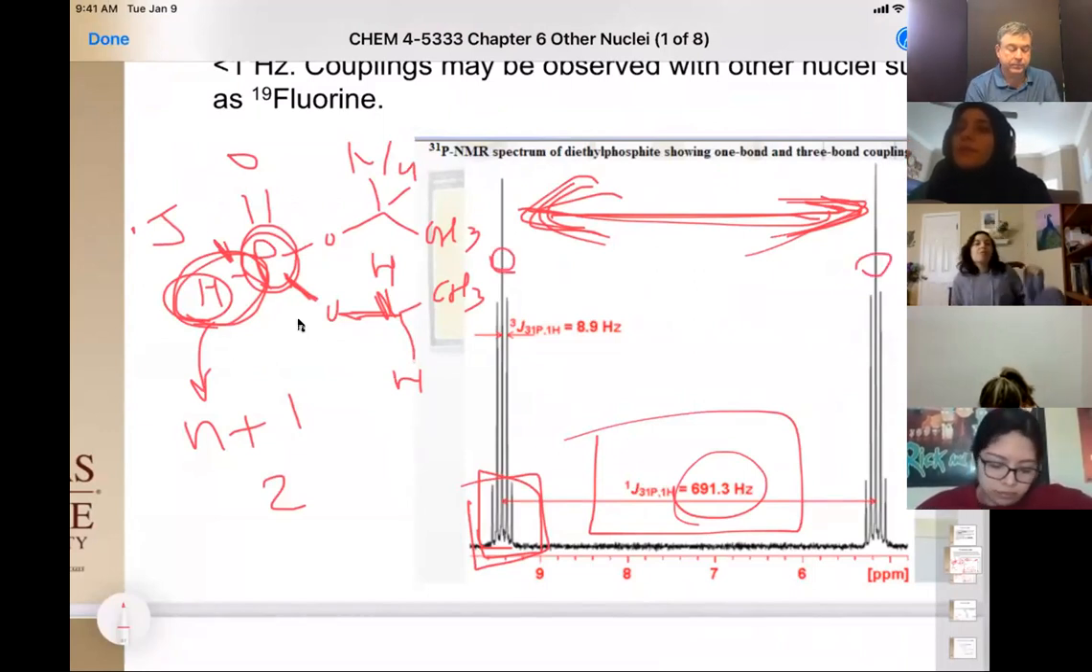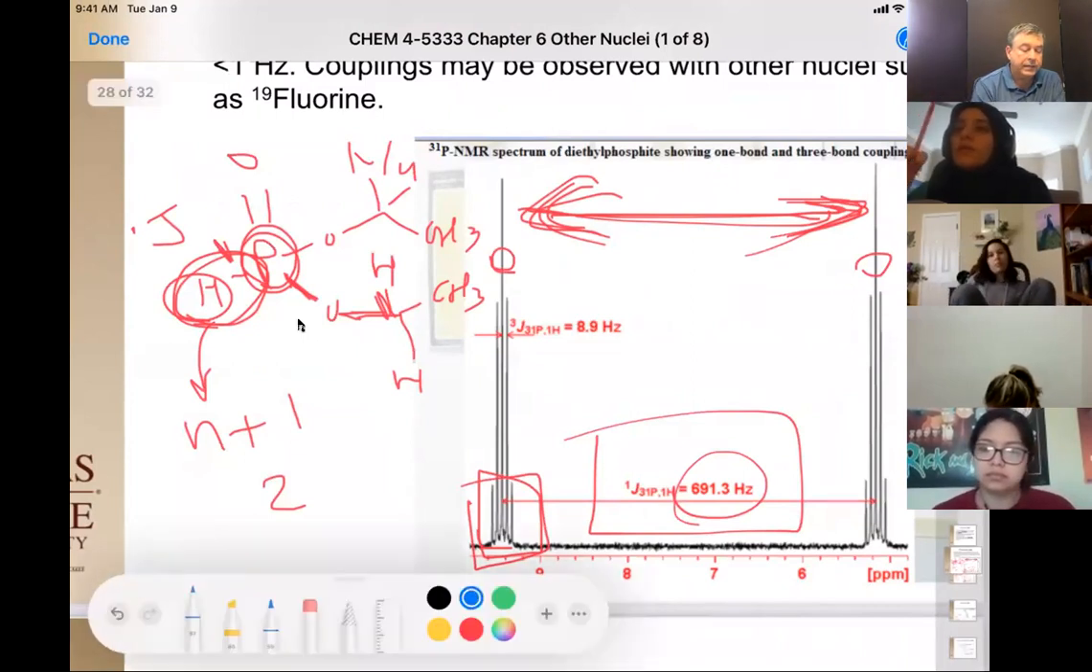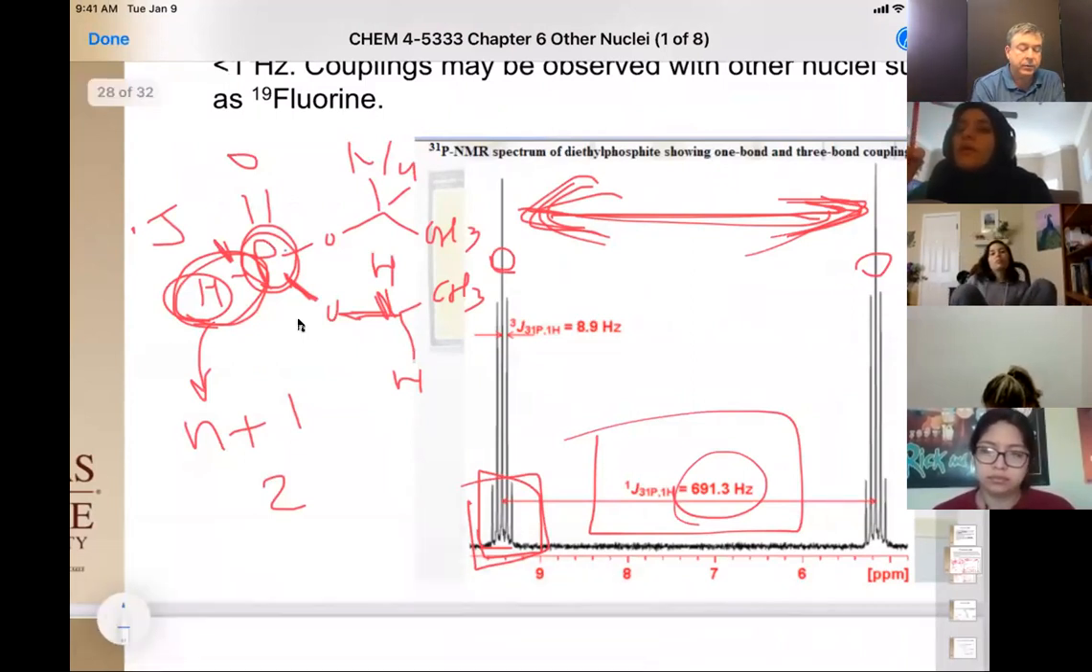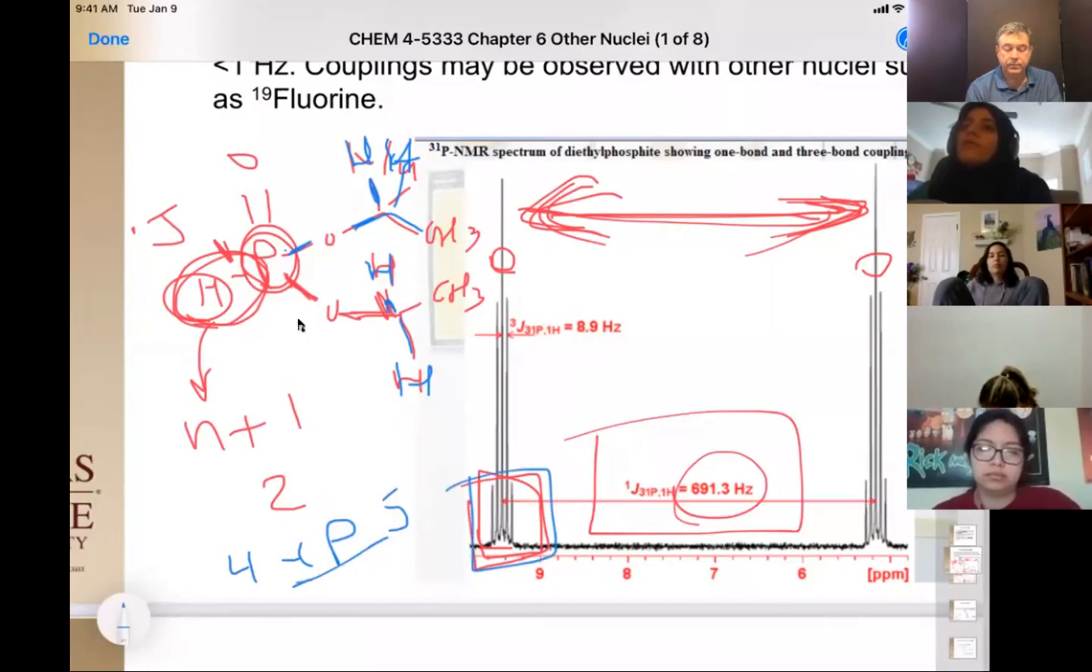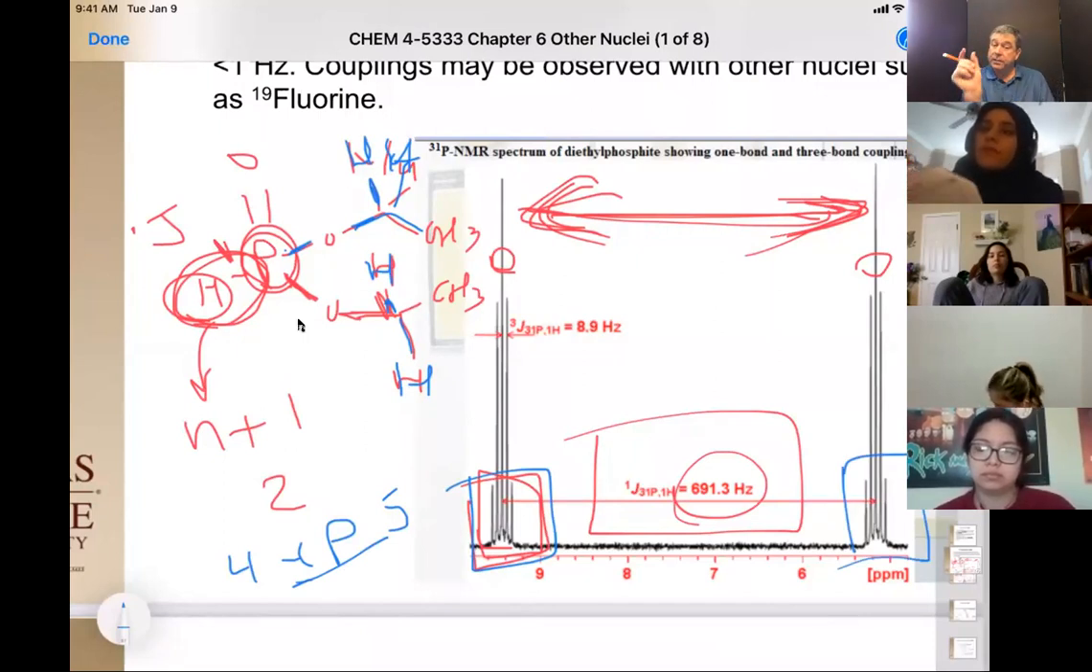And the multiplet splitting is because of the methyl hydrogen? Because these are ethyl groups over here. We have one bond, two bond, three bonds to these hydrogens. Okay. Total of four hydrogens on these two carbons here. So that gives our N is now four, plus our phosphorus gives us five. So these are pentets. Okay, yes.